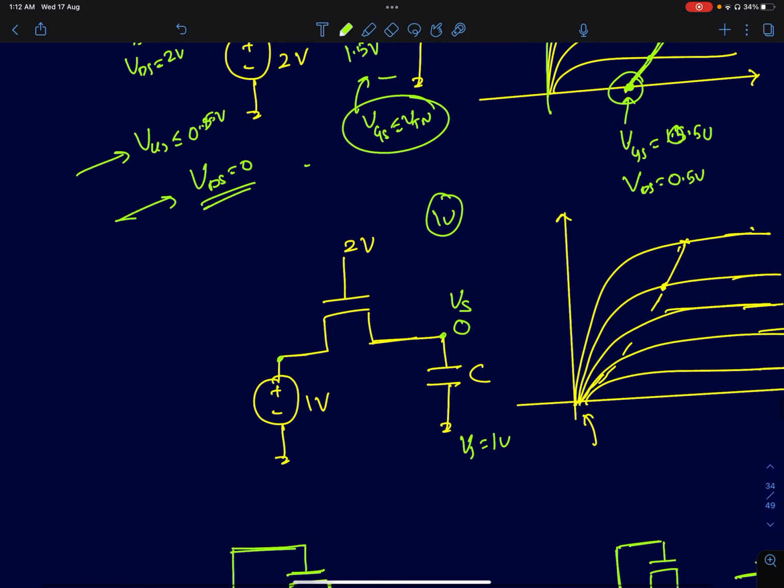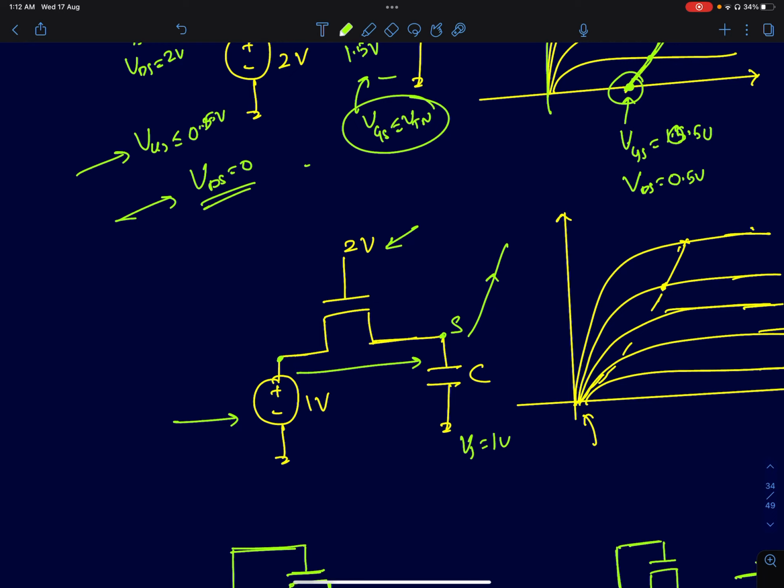The other condition, again, it's an extension of what I had solved previously. The gate is connected at 2 volts. The drain is at 1 volt now. Now, immediately we can see a current will flow. So this is source. So there is VGS of 2 volts. So a huge current flows through the capacitor and the capacitor voltage will start increasing.